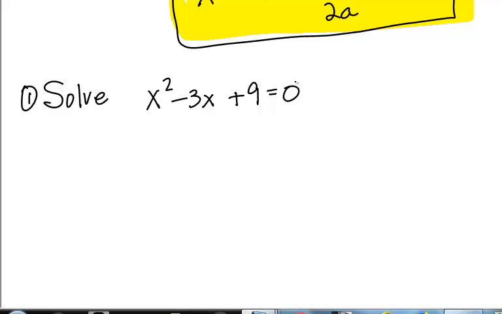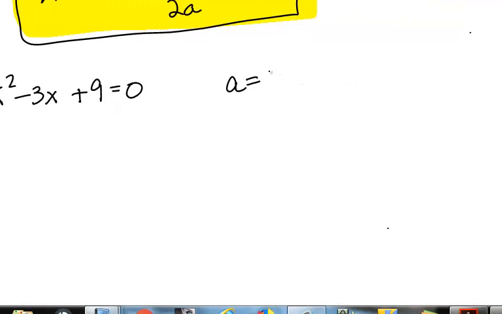So, the first thing I would do is get it in standard form equal to 0, and I always write out the side. My a would be understood to be 1, my b would be negative 3, and c would be 9.